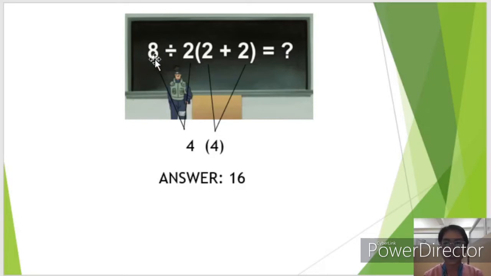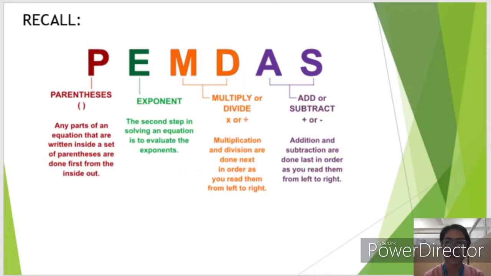So, we have 8 divided by 2. So, this is the answer, 4. And then, saka natin siya ngayon i-multiply. So, magkakaroon tayo ng 4 times 4. So, the answer is 16. Okay? Hindi siya pwedeng maging 2 plus 2 is equal to 4 times 2, 8, and then 8 divided by 8 is 1. So, hindi po pwede yon. So, kailangan nating sundin ang PEMDAS rule.